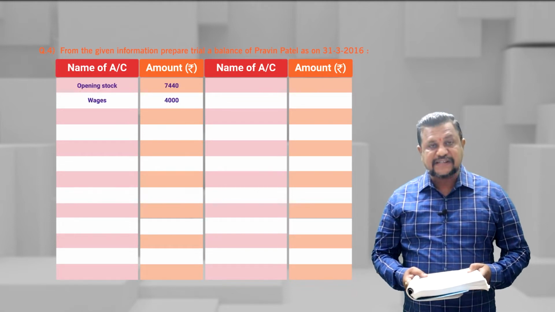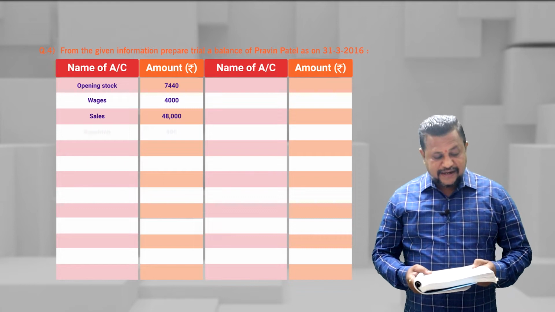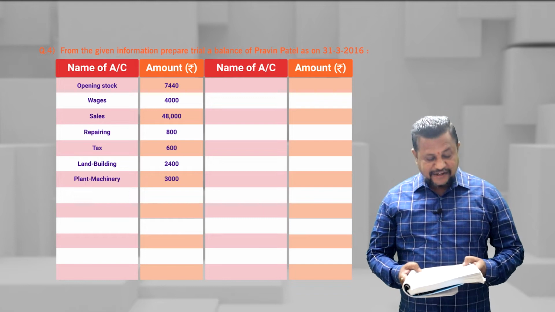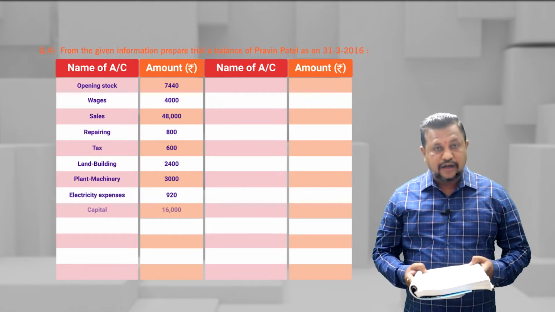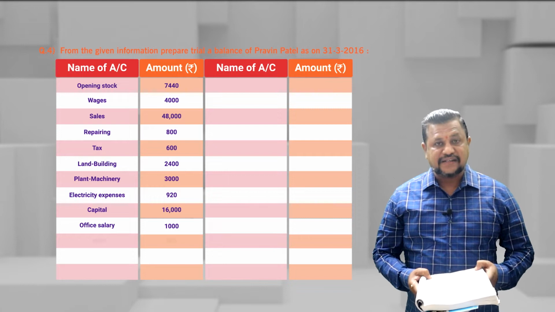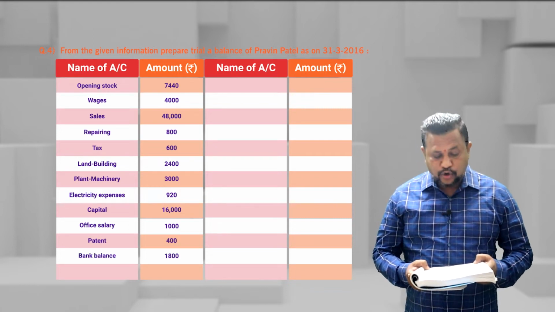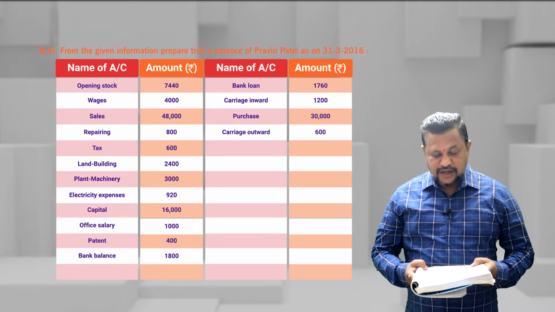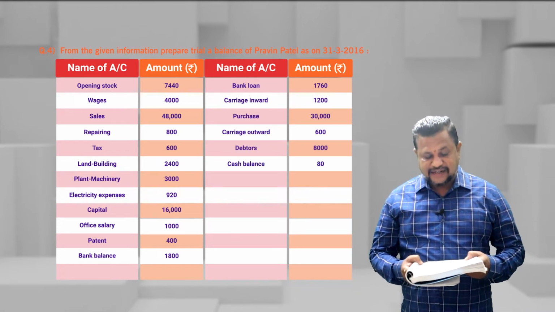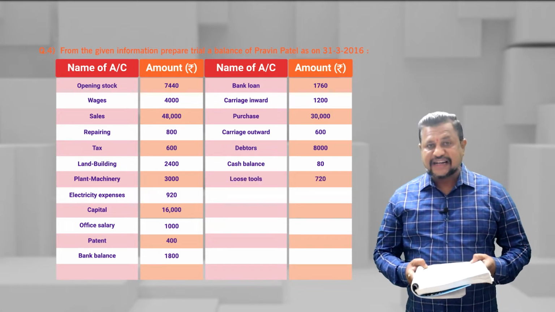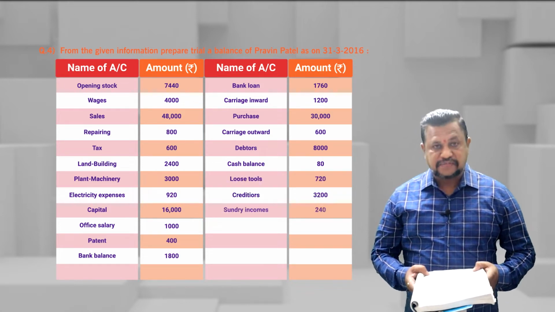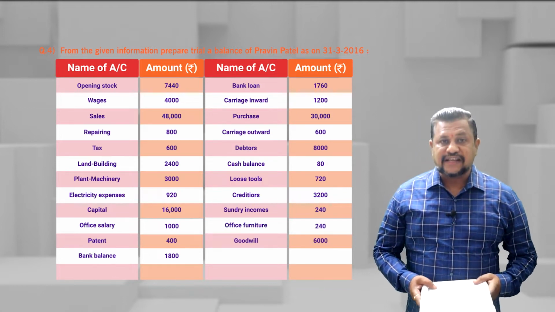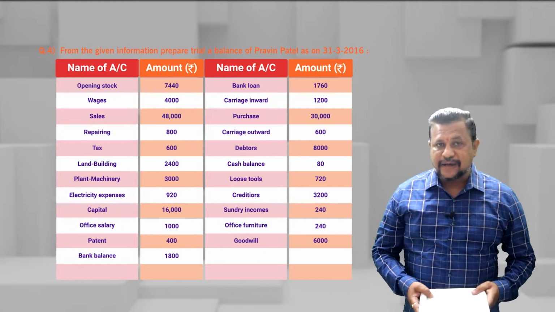Opening stock, wages, sales, repairs, tax, land and building, plant and machinery, electricity expenses, capital, office salary, patents, bank balance, bank loan, carriage inward, purchases, carriage outward, debtors, cash balance, loose tools, creditors, sundry incomes, office furniture and goodwill. So based on this, we'll prepare a trial balance.